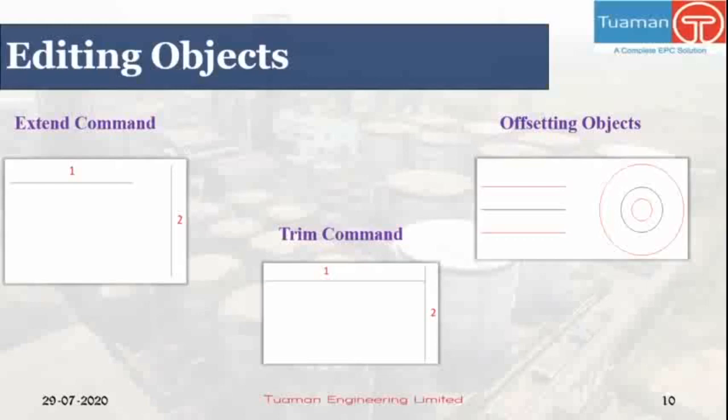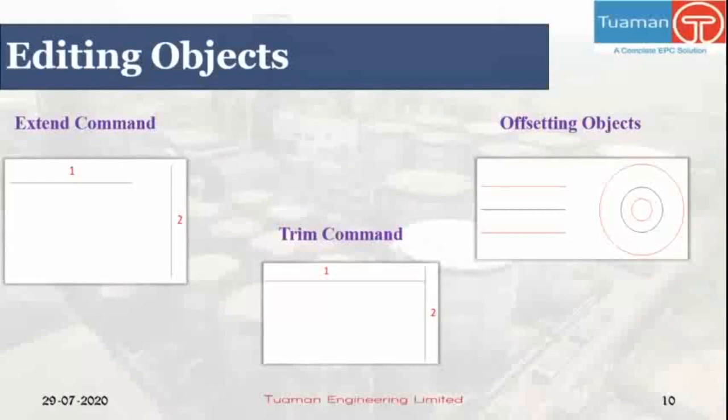The extend command is a precision drafting tool that extends objects and ends them exactly at the specified boundary. In the following figure, if you want to extend line 1 to line 2, you first need to run the extend command. Then select the boundary line and then the line to be extended, line 1.